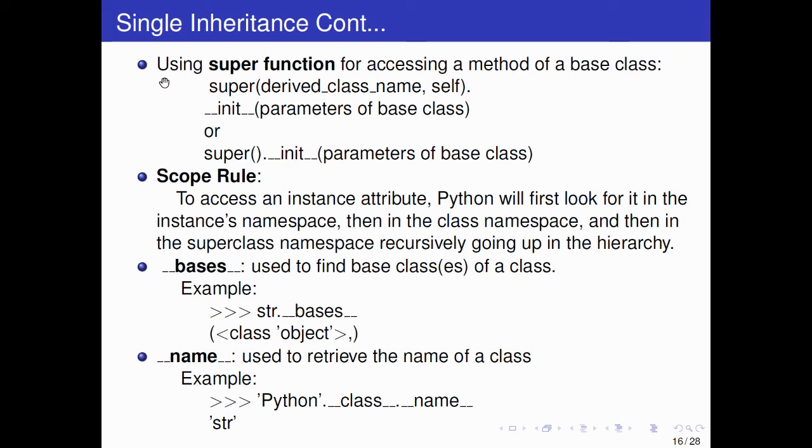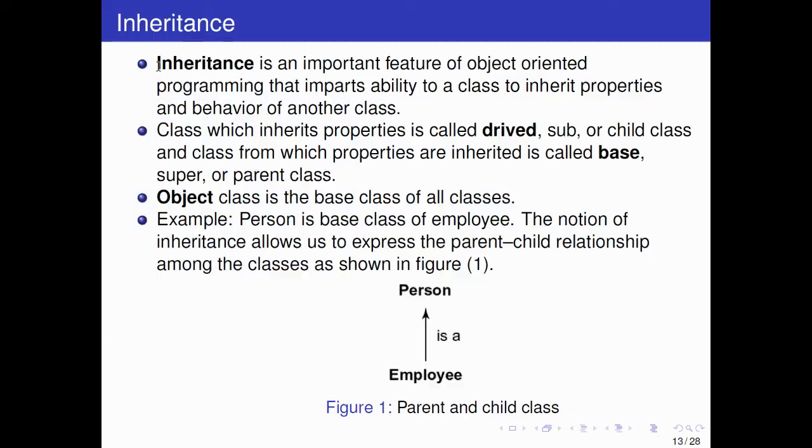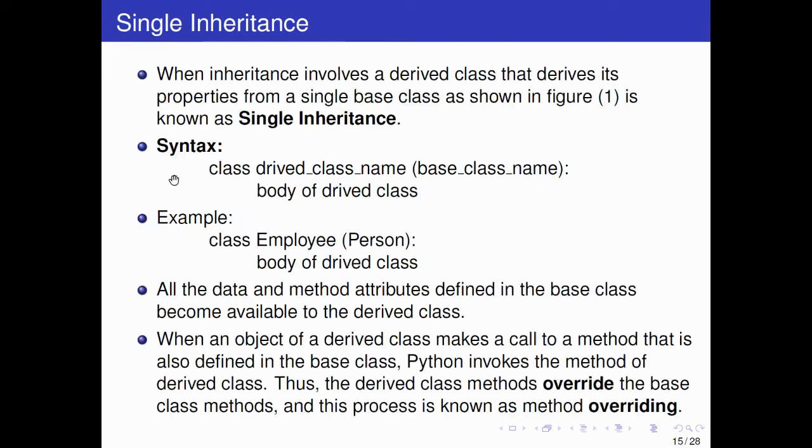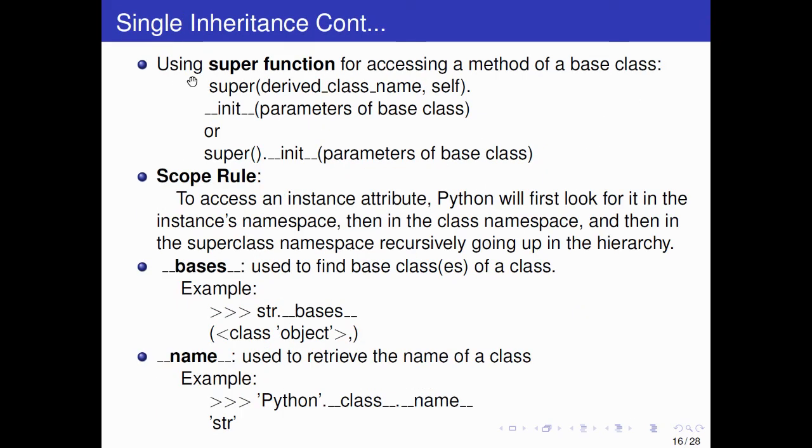Now we have some way to write this. We have seen the subclass and superclass. Subclass is the derived class and superclass is the base class, so the base class is also called the superclass. Here we are using the super function for accessing a method of a base class. You can access a method of a base class using this super function.